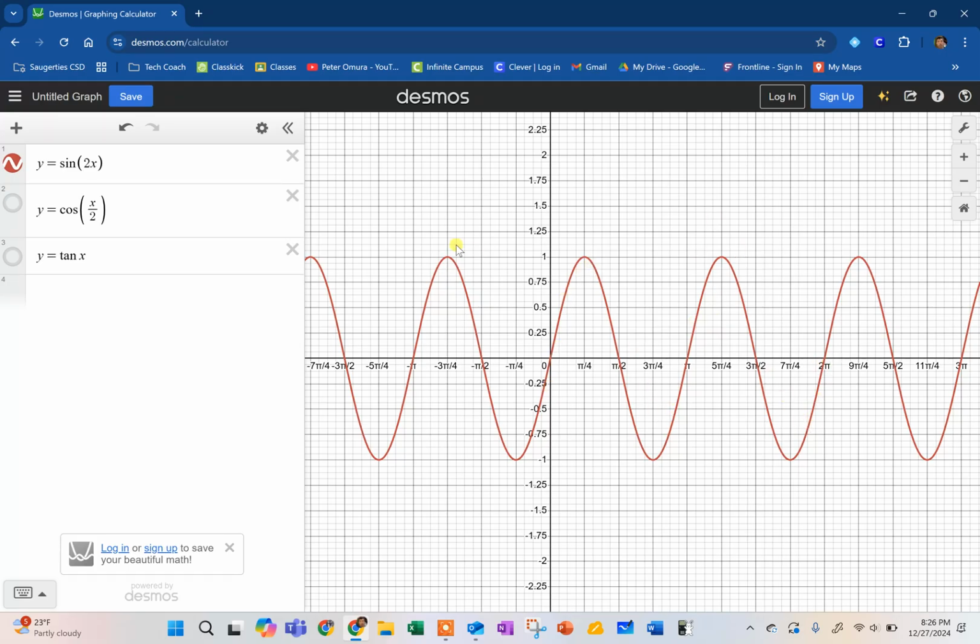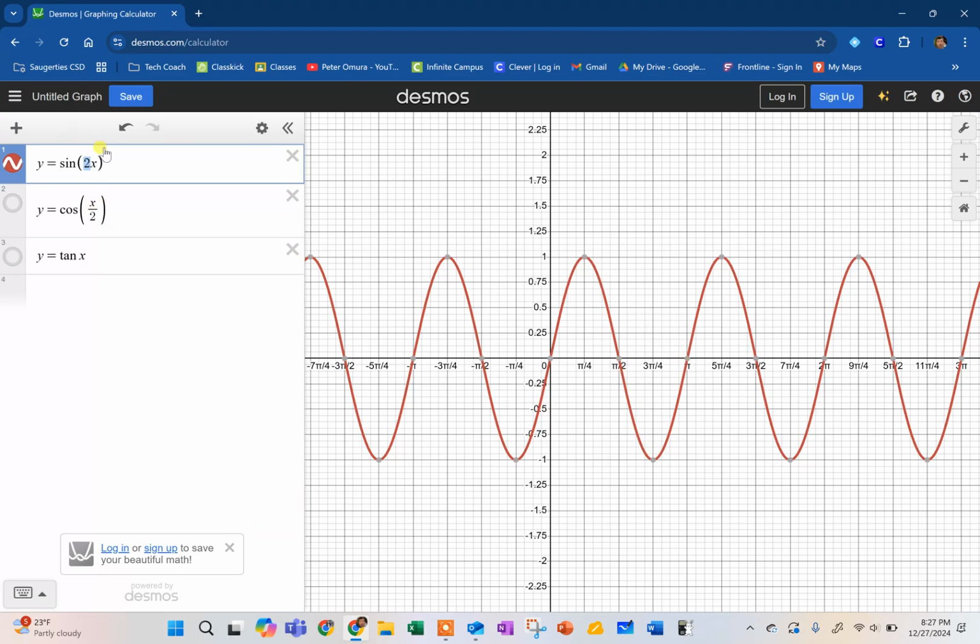Now, if you want to know how long it will take to do one full oscillation, you have to take 2 pi and divide it by the coefficient of x. So 2 pi divided by 2 is pi. And that's why you can see, it starts here, goes up, down, and finishes at pi.